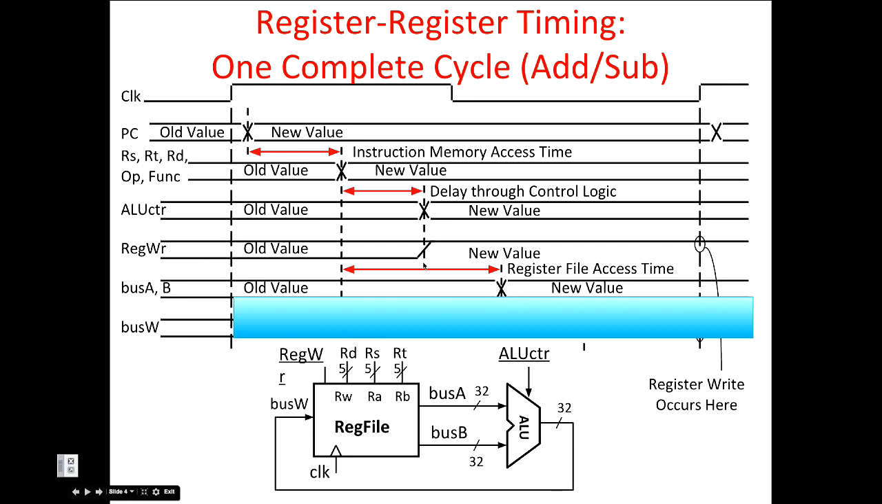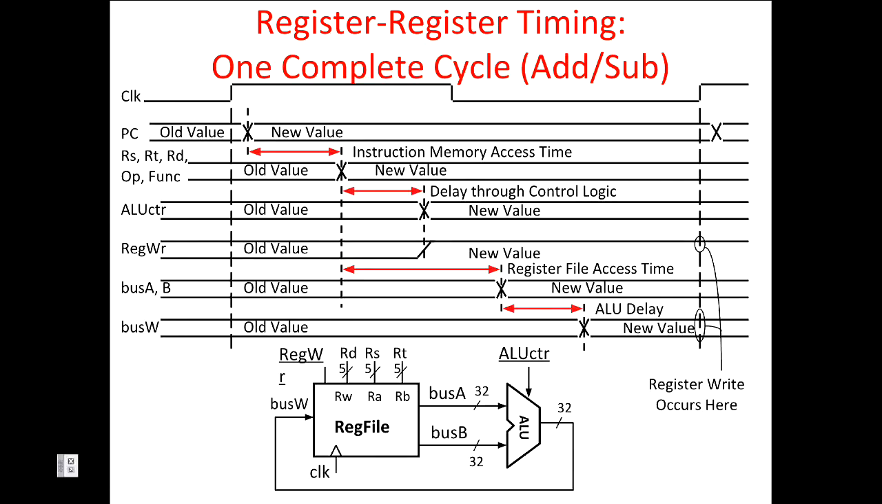Once that's done, it'll take some amount of time again, some combinational logic delay, for our values to get through the ALU and give us the result. And then once we have that result, after some delay, we're going to write it to our registers right here.